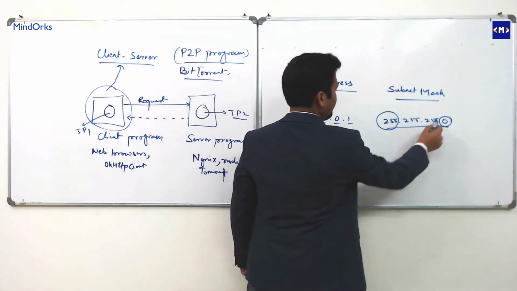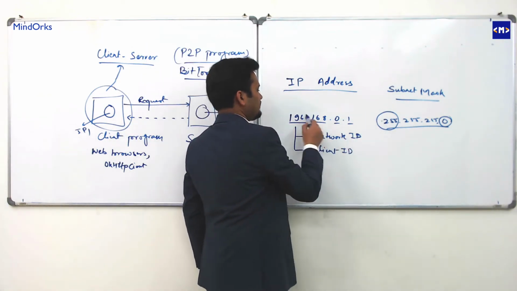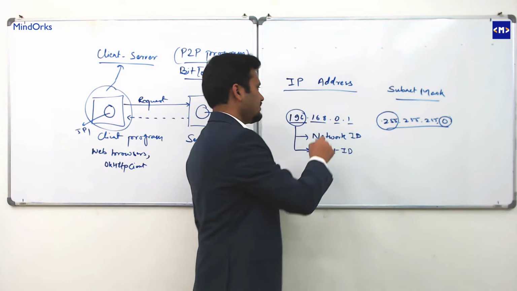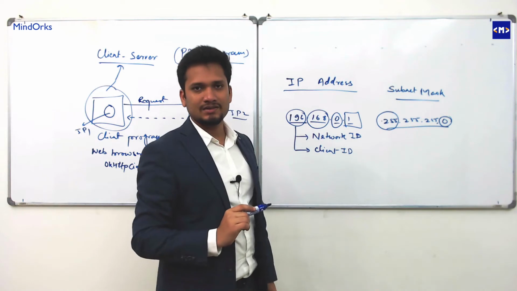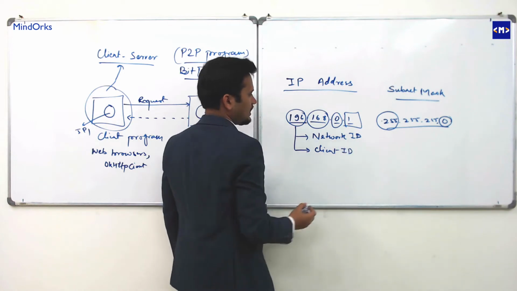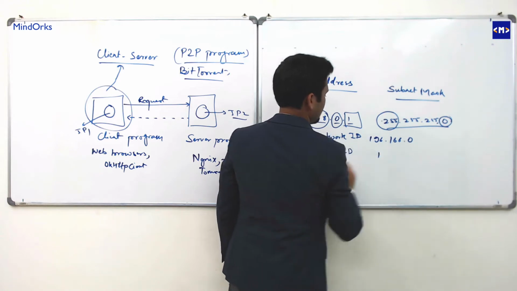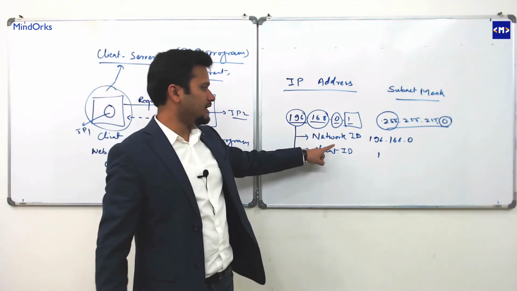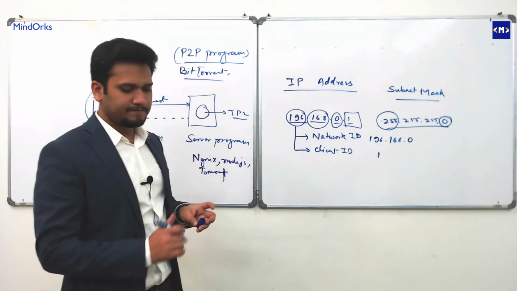So if this is your IP address and this is the subnet mask on it, this part is 255, so it will be part of the network. This part is 255, so this will also be part of the network, similarly this, and this last part will be part of your client ID. So using this subnet mask, you can extract the network ID, which will be 196.0, and the client ID is 1. So every IP address has a network ID and a client ID. You can find your network ID using the subnet mask.